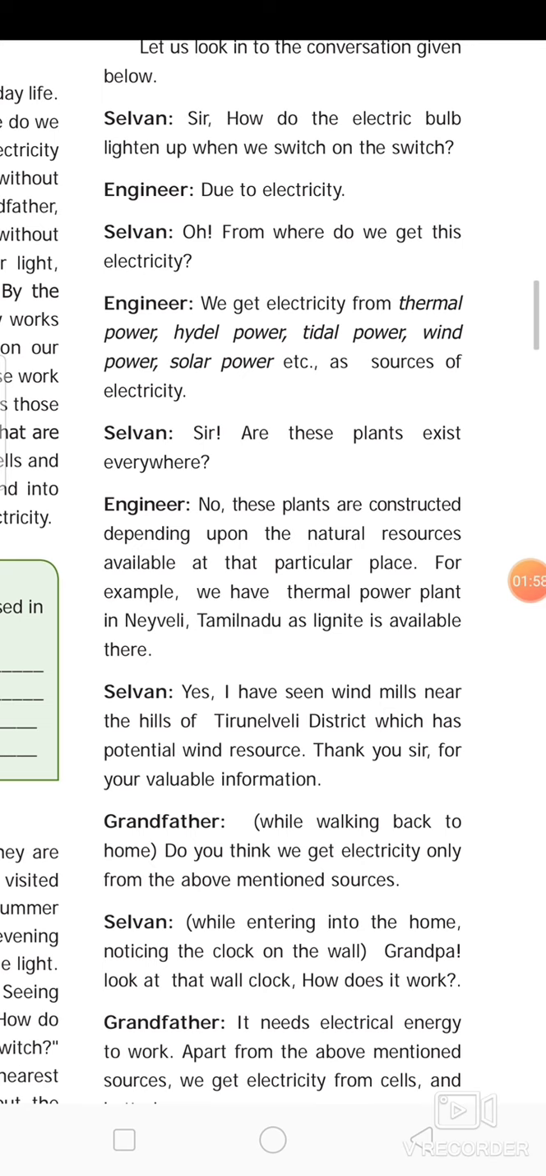But apart from these resources, we also get electricity from some other things like cells and batteries. See, the wall clock and our wristwatch, etc. work not using wire. They work with a battery. Yes, so that also produces electricity.